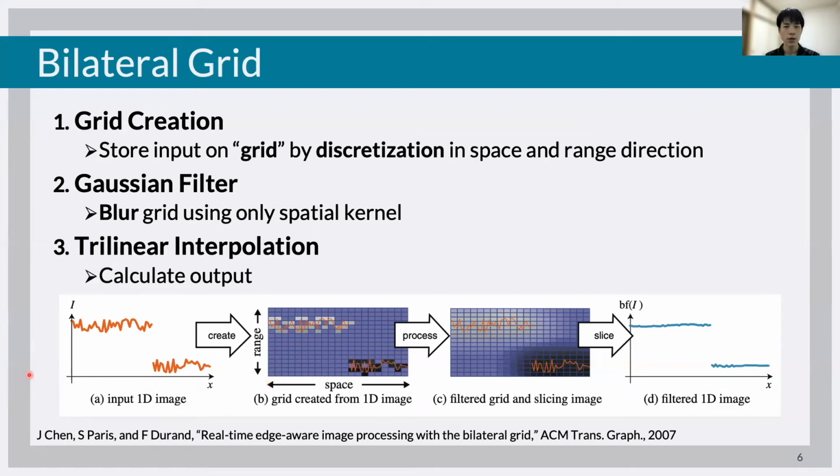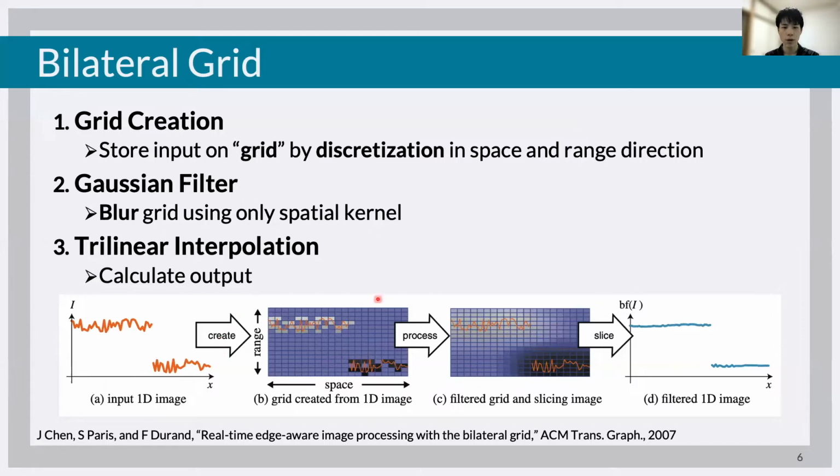Notice that now we focus on the 1D image in the x direction with the intensity values. First, when the input image comes, the pixel is discretized in the space and the range direction and projected onto the grid. This step is called grid creation. Here, the grid is 2D and the neighboring elements to one element on the grid are the pixels, which are close to the pixel and have close intensity values. So we just need a spatial kernel, not a range kernel.